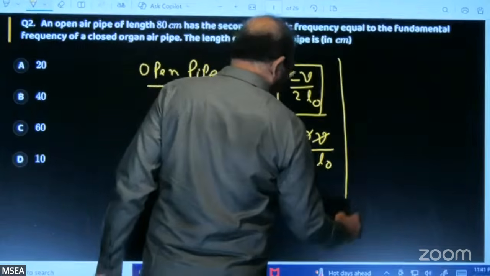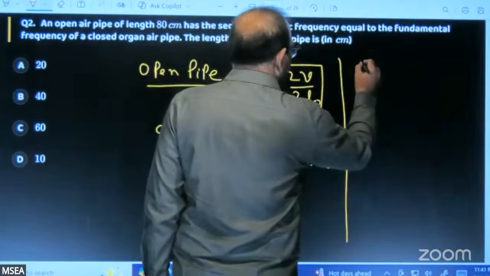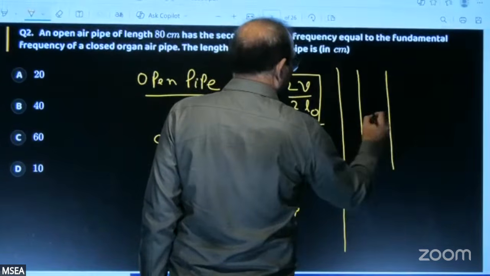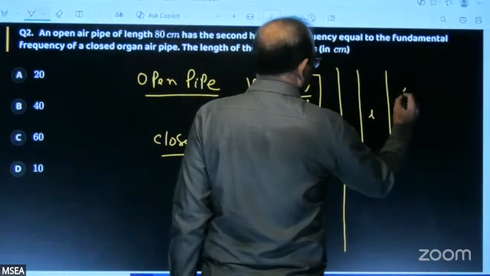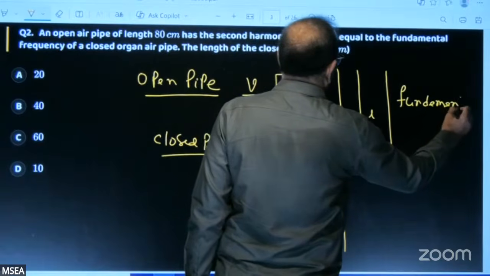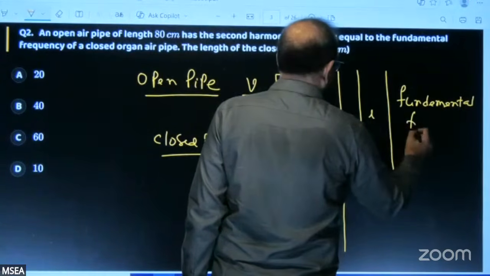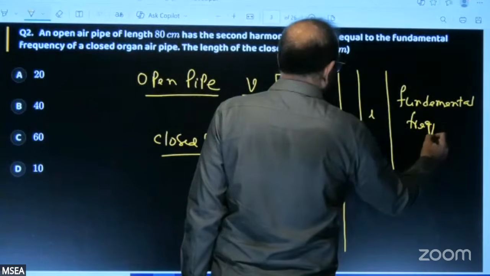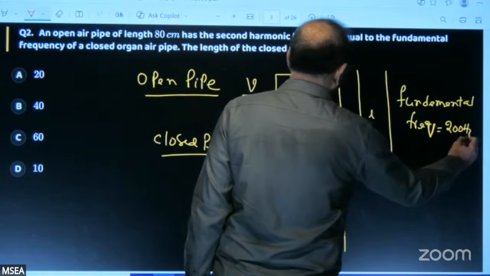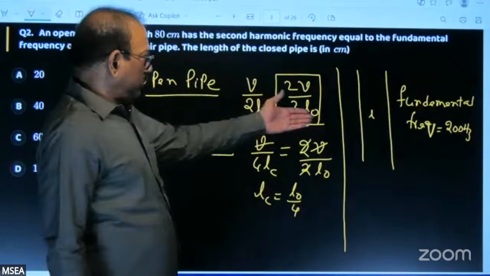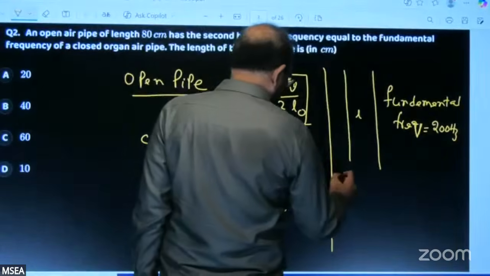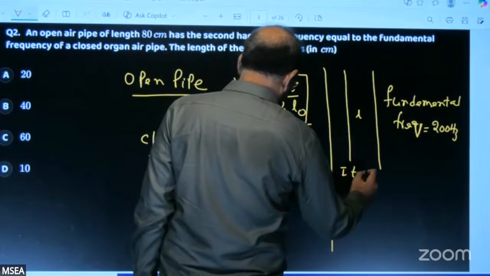Now in these pipes, another thing. Suppose there is an open pipe of length L. This open pipe's fundamental frequency is given as 200 hertz. Suppose the question is given like this.